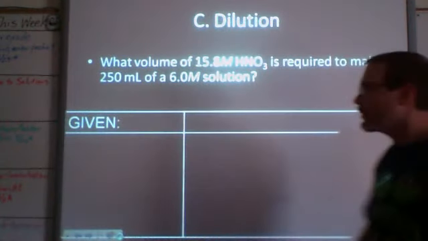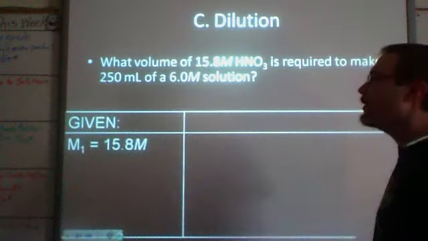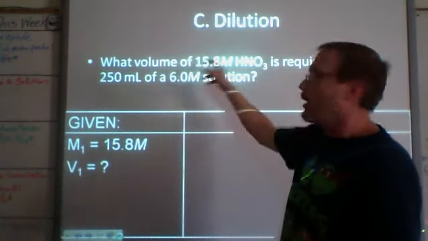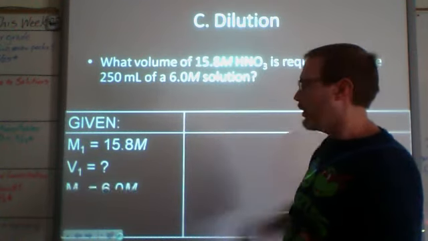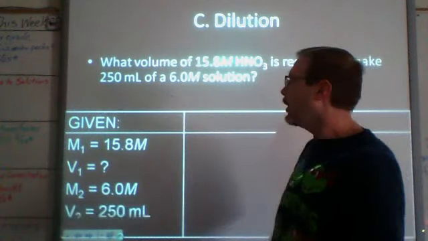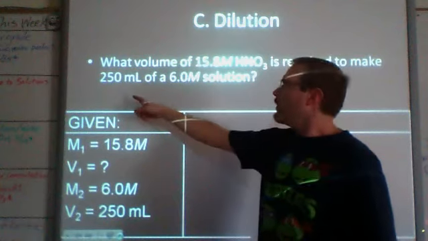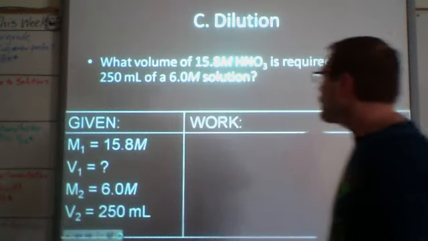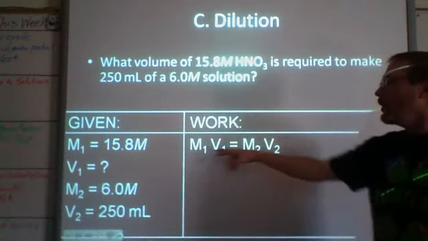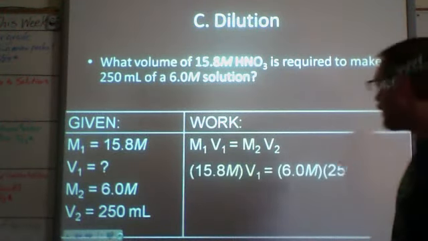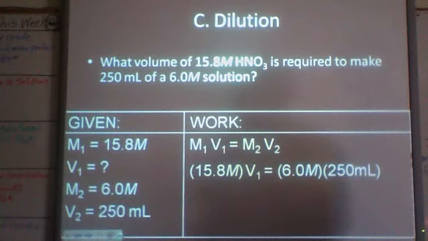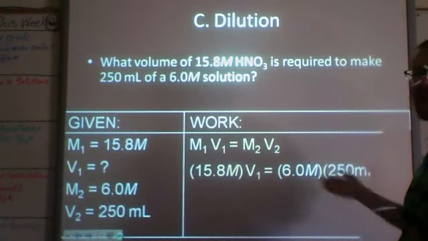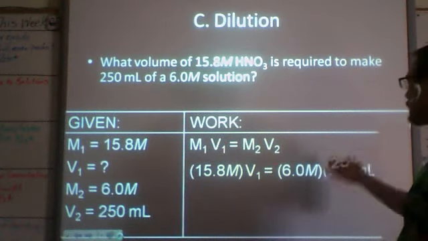And let's take a look at this. Here's what I'm given. I'm given that molar concentration 1 is 15.8. I'm looking for volume 1, the volume that I'll need to start with. Molar concentration 2 is 6 molar. Volume 2 is 250 milliliters, or 0.25 liters. Here's where I'm going to work. I rewrite my formula. I plug in my numbers. Now in this case, you wouldn't necessarily have to change this into liters since all you're doing is a dilution. So I can leave this as milliliters if I want to.